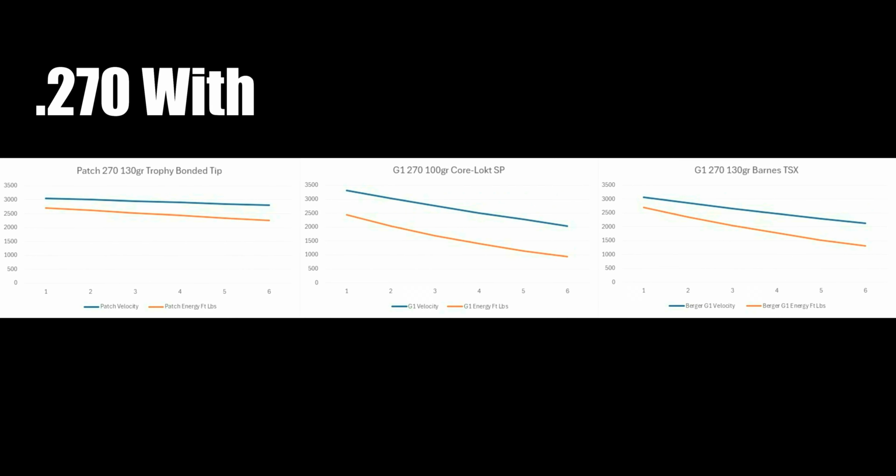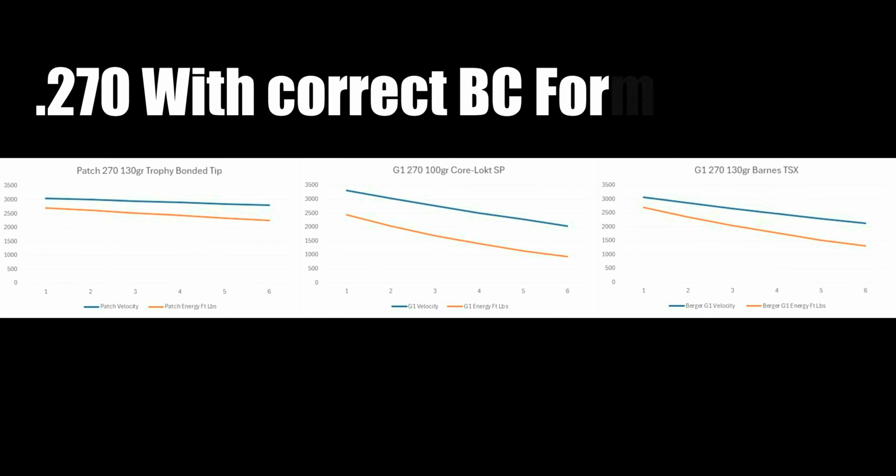Now here's how they actually should look using the G7 and G1 model. The Barnes TSX is going to lose a lot more energy, using a different form factor than the Trophy Bonded Tip, because it's a better bullet. Going back to that Berger example of how they do it, your energy at 500 yards should be a lot more for the Trophy Bonded Tip. It should drop dramatically for the 100 grain soft point, and it should drop way more than the Trophy Bonded Tip, but still be above the Core-Lokt soft point for the Barnes TSX.